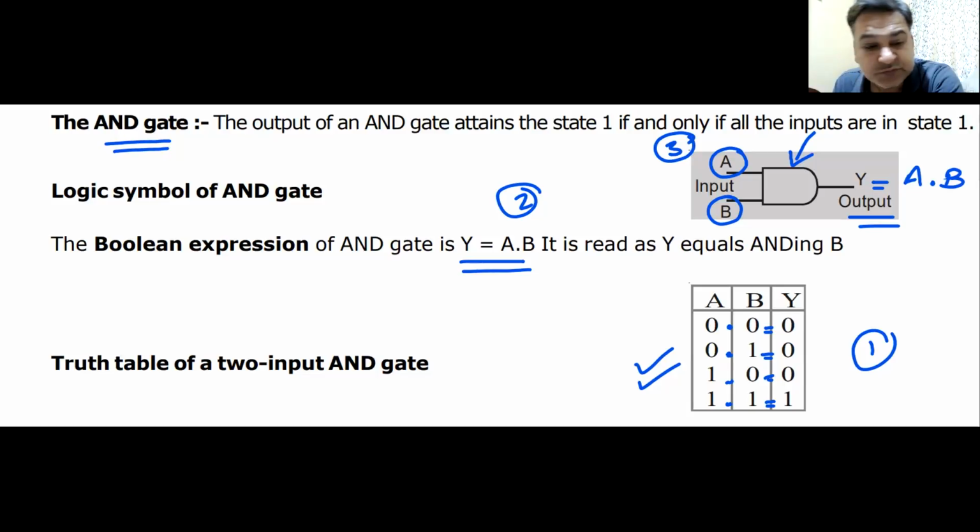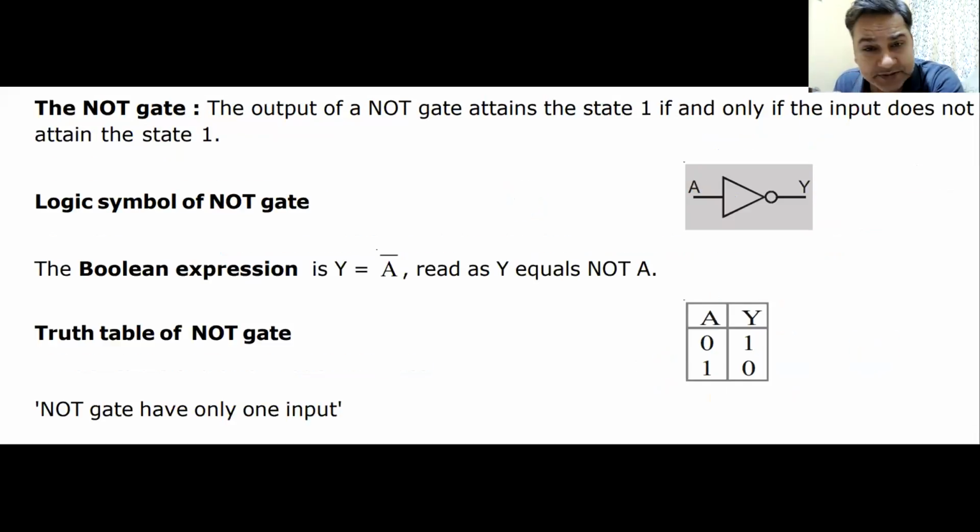Done, sir. Okay, then the last of the basic gates, not last, I mean all the gates are basic, the NOT gate. This is the symbol of the NOT gate. Now, what is the difference? The first difference is one input and one output. Do we see this? Yes, sir.